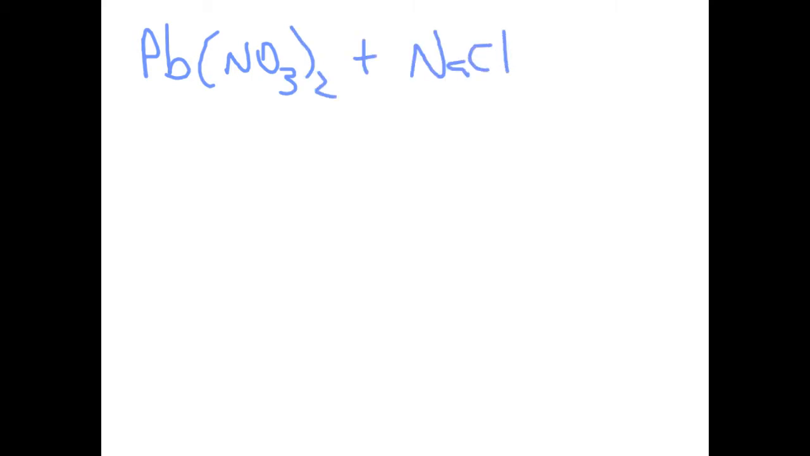So, for example, the example that they were just going to show: lead nitrate plus sodium chloride. Two ionic compounds. What are the products of this reaction? Switch the partners. Switch the cations. NaNO3. Now, who can tell me the correct formula for lead chloride?